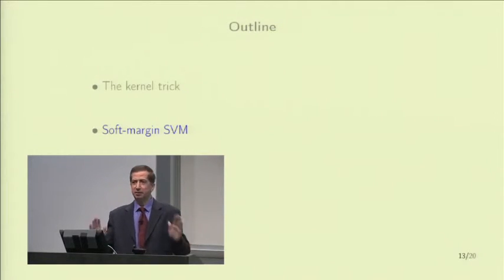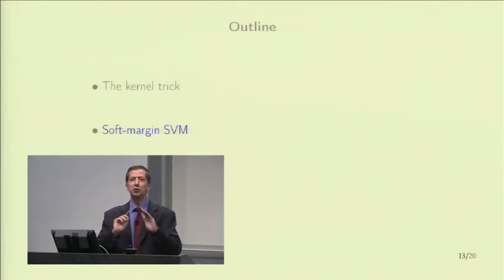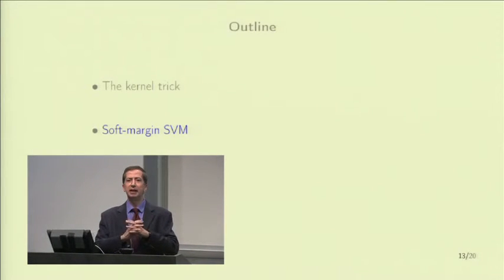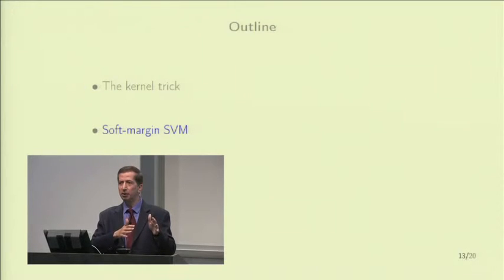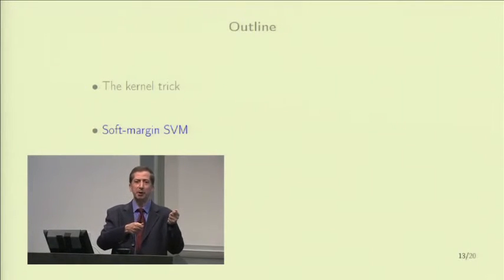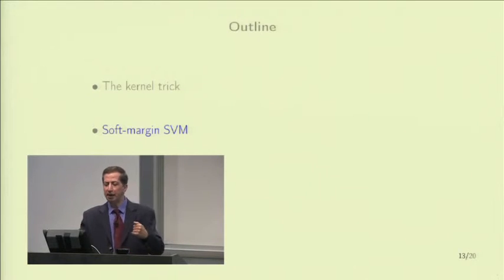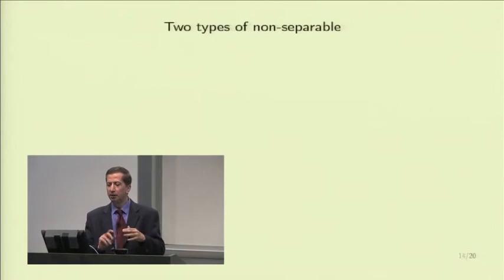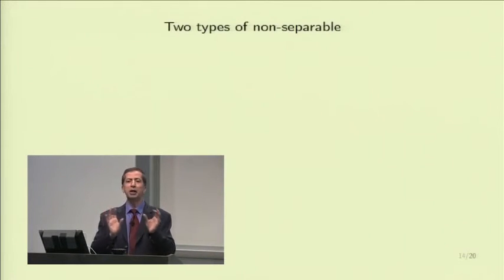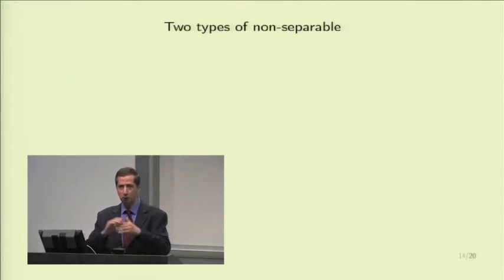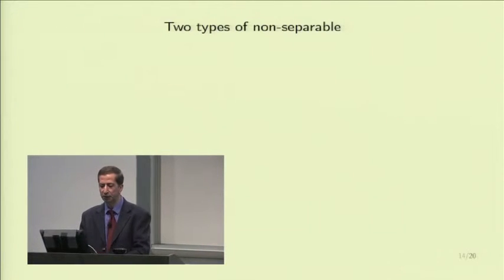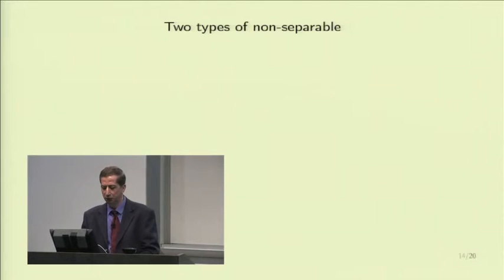Done with kernels. That's half the deal. And now we are going to the case where the data is not linearly separable, and we still insist on separating them while making some errors. And this brings us back to the old dichotomy between two types of non-separable. We have seen this before, and this actually turns out to be the subject of this lecture, if you will.